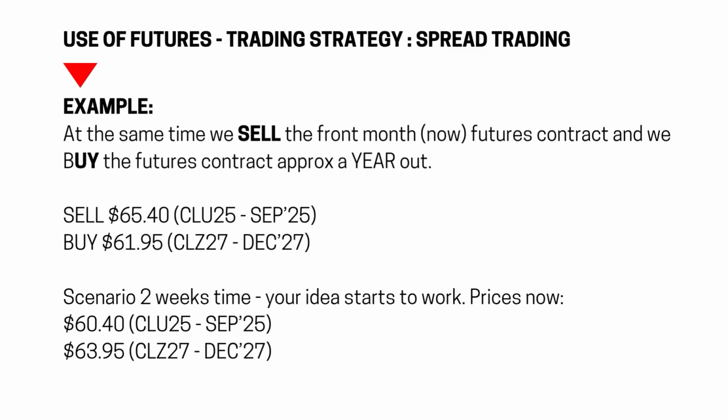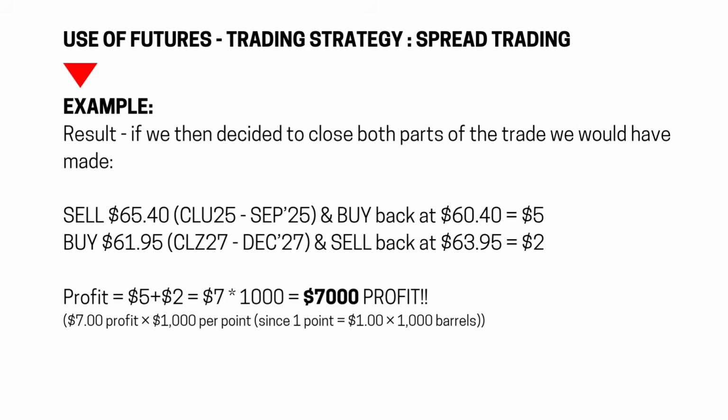And actually, in 2 weeks' time, our idea starts to work, and the prices have moved: the front month down $5 to $60.40, and the Dec 27 contract up $2 to $63.95. So our trade's moved enough, and we decide to close out both parts of the trade. What would we net from that?